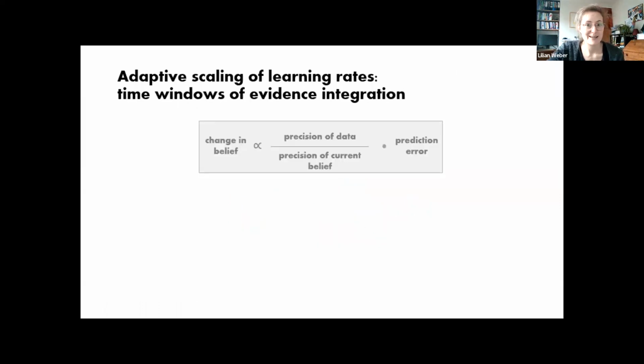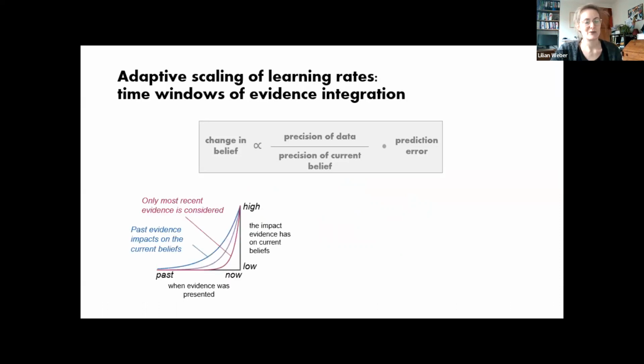Okay, so as a quick summary of that first part, we've seen that you can scale your prediction error using an adaptive learning rate that responds to changes in the stability in your environment. And the effect that this has basically is if you have a high learning rate, it means you're discounting previous evidence faster and you're focusing only on the most recent evidence to guide your belief. If you have a low learning rate, it means you're taking into account more evidence from the past.